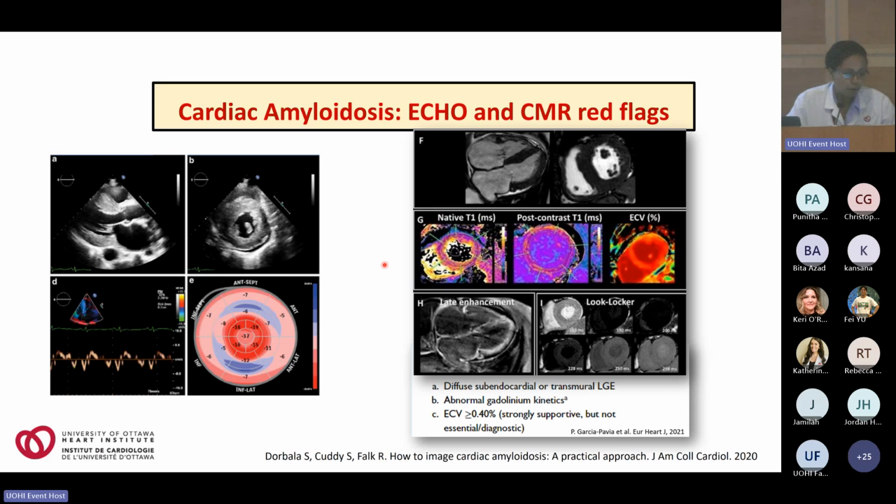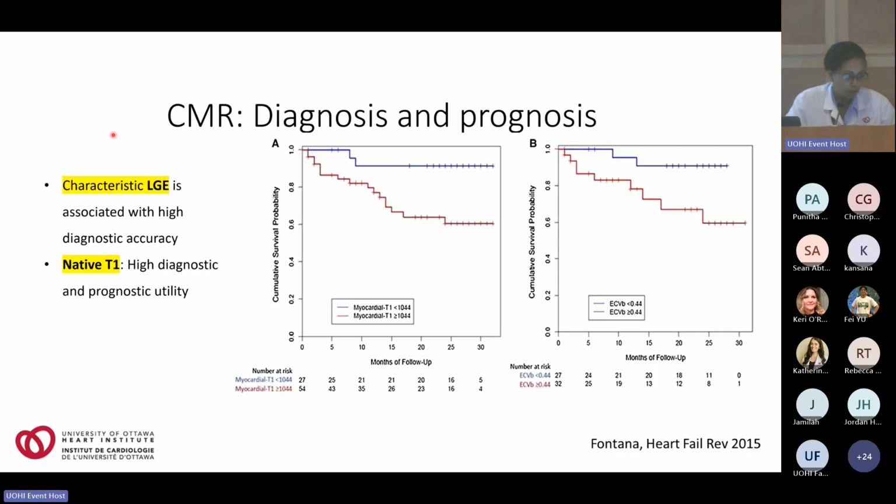With MR, we can appreciate the involvement of other structures, including the atrium, not only thickening of the atrial walls or the RV walls, but also we can appreciate this diffuse enhancement in these structures. There are certain sequences like LOCK-LOCKER that allow us to see the abnormal gadolinium kinetics. ECV is very important in quantifying the disease burden. So MR adds to that by allowing this tissue characterization.